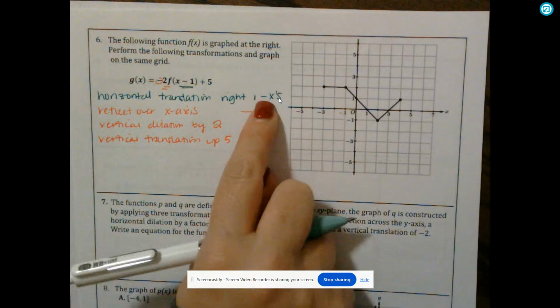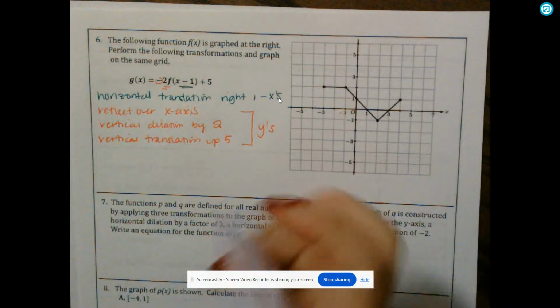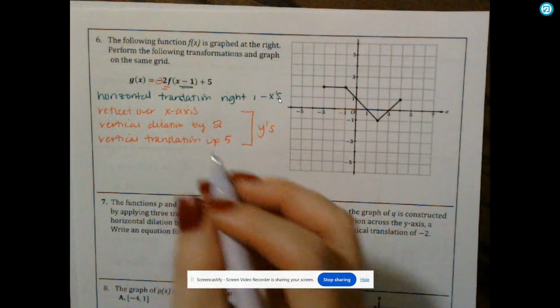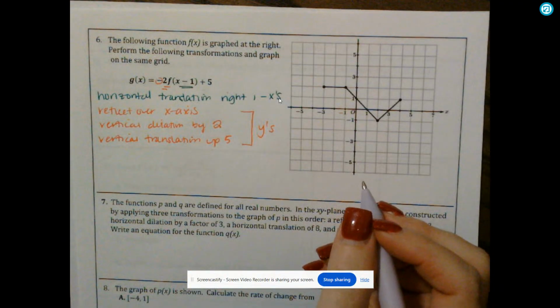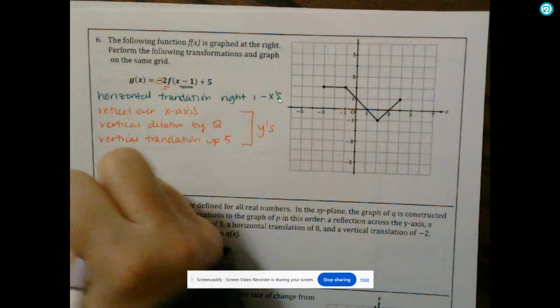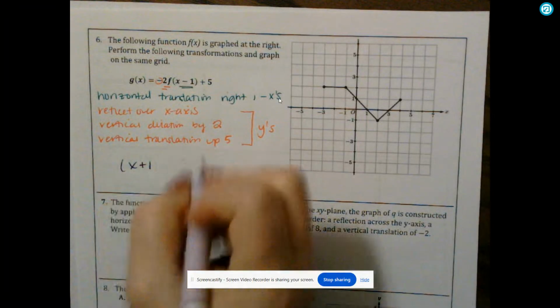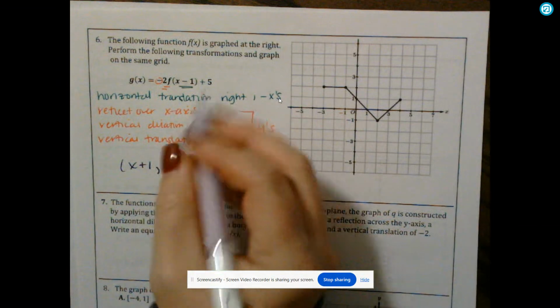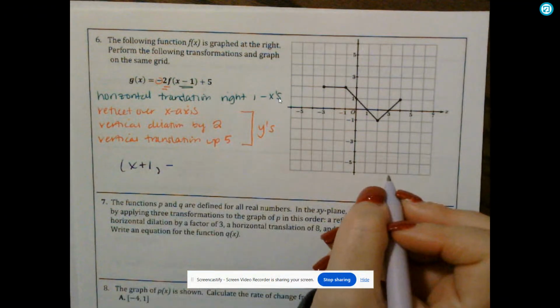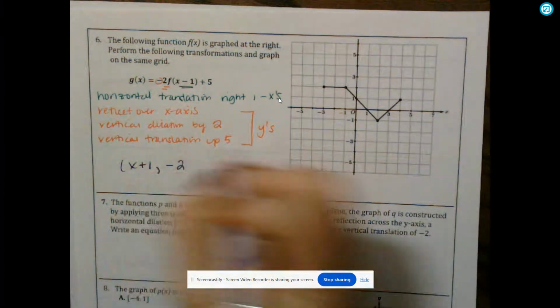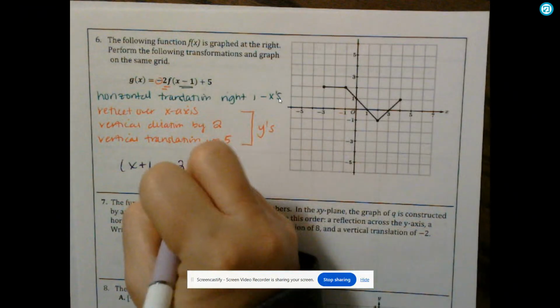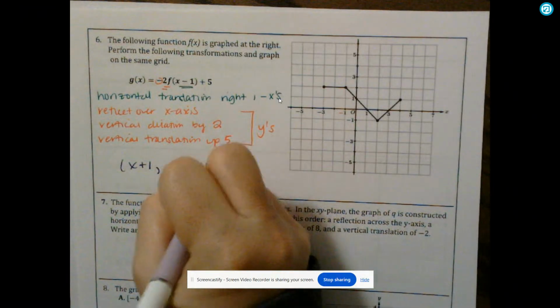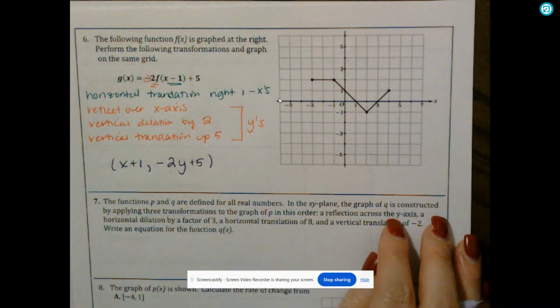So if the only thing affecting our x is right 1, we're going to write our equation out. Then we're going to need to add 1 to our x values. That will move it to the right 1. And then we're going to do all 3 of these. We're going to flip it over the x-axis, dilate it by 2, and then shift it up 5. So that is our translation equation.